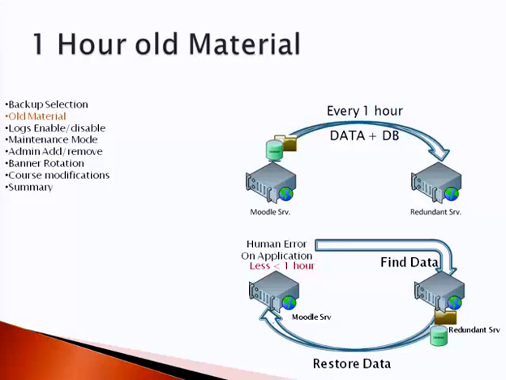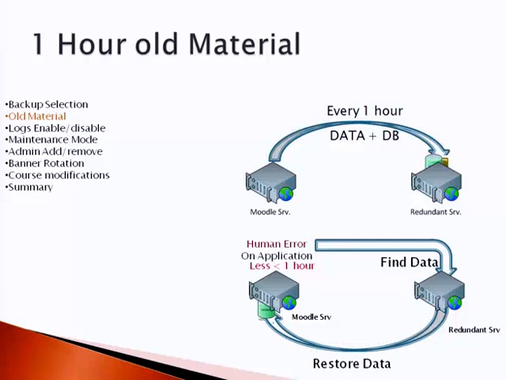So this is how it looks. You have the main Moodle server and you have the redundant server. Every 1 hour, we have a copy of the database and a copy of the data, and then suddenly a human error occurs. You just look up the data on the redundant server and restore the exact module or course that has been lost.